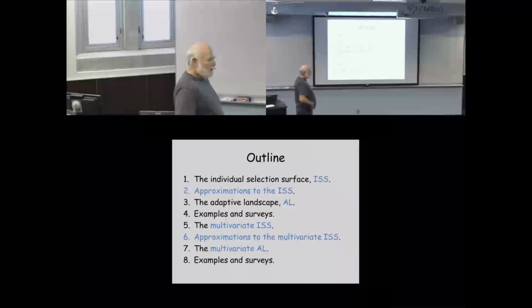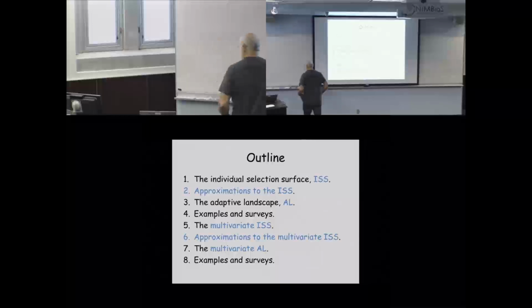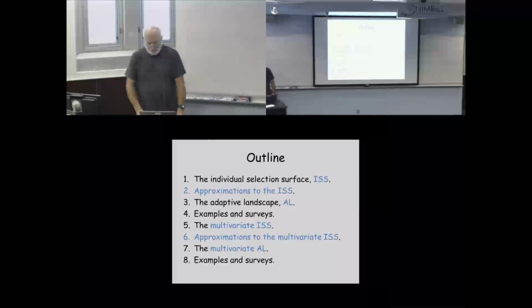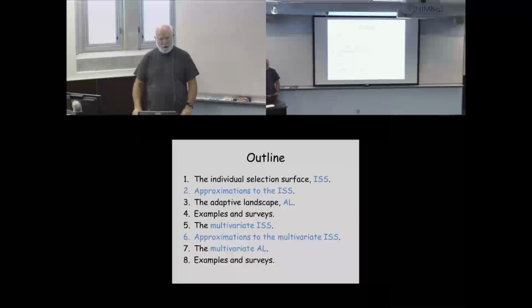Then we're going to punch our hyper speed gear. We're going to go multivariate, but not too far, just to the two trait case. We're going to talk about multivariate ISSs, individual selection surfaces, how to approximate them, and the multivariate adaptive landscape analog. And again, fewer examples and surveys. Okay, and this is background that will help us when we do our next computer exercise moments from now.